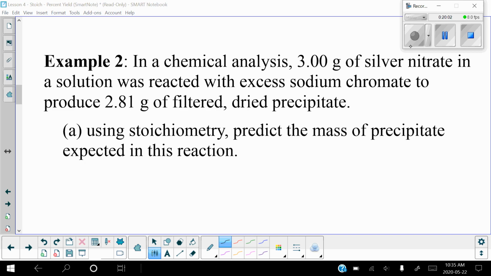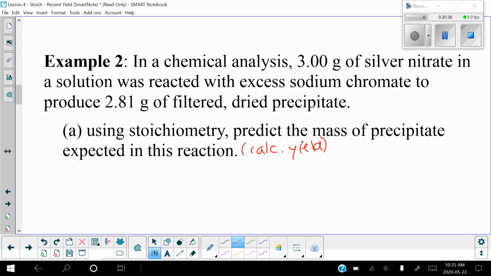Okay, now that we've gotten the gist, let's do one more example, and then I'm going to have you guys try one on your own. In a chemical analysis, 3 grams of silver nitrate in a solution is reacted with excess sodium chromate to produce 2.81 grams of filtered dried precipitate. Using stoichiometry, predict the mass of the precipitate expected in the reaction. So here we are actually looking for our calculated yield.